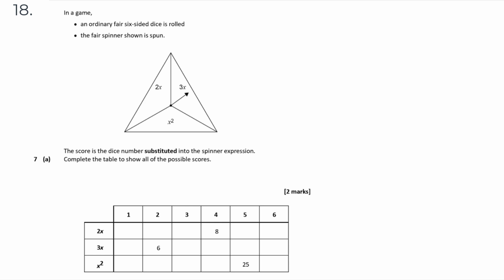Okay. So, if it lands on 2x, then 2 lots of 1 is going to be 2. 2 lots of 2 is 4. 2 lots of 3 is 6, 8, 10, and 12. If it lands on 3x, so 3 lots of 1 is 3, 6, 3 lots of 3 is 9, 3 lots of 4 is 12, 3 lots of 5 is 15, 3 lots of 6 is 18. And then if it lands on x squared, 1 squared is 1, 2 squared is 4, 3 squared is 9, 4 squared is 16, and 5 squared is 25, 6 squared is 36.